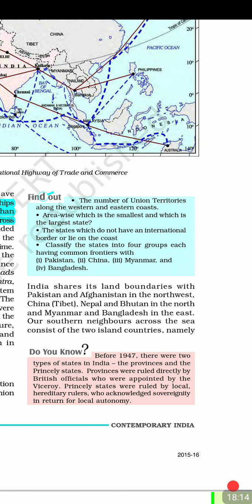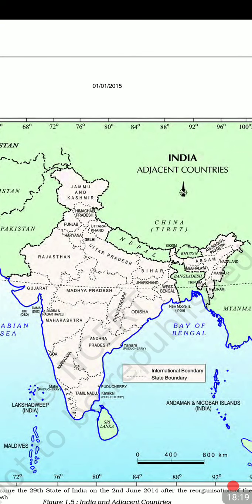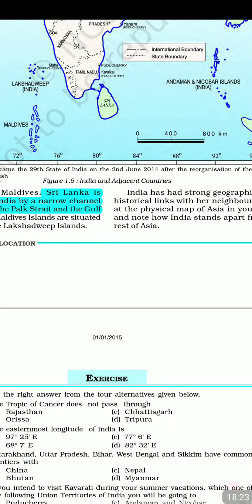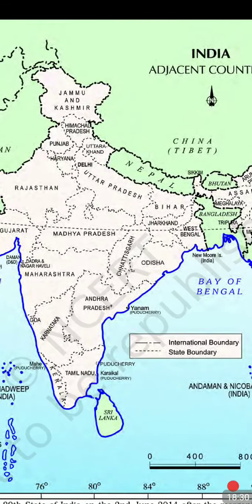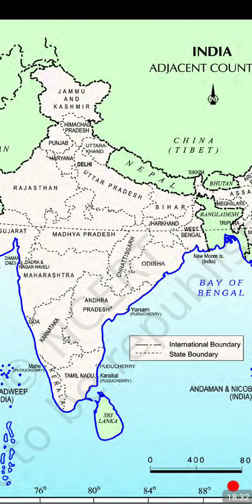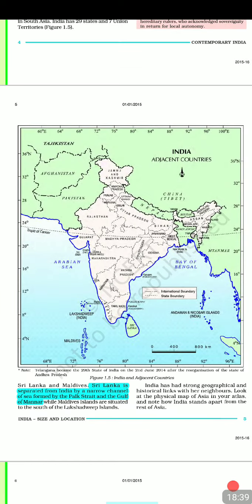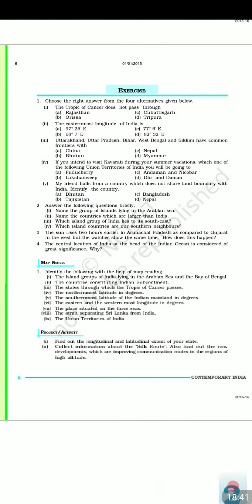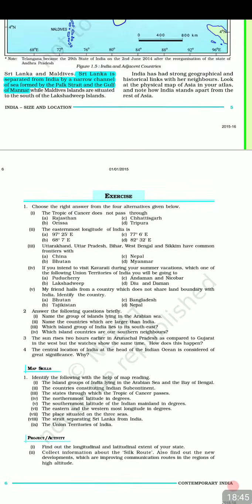Area wise, which is the smallest and which is the largest state? See, Rajasthan is the largest and Goa is the smallest in terms of area. So this is how I will meet you in the next chapter with the physical features of India, right? Thank you.